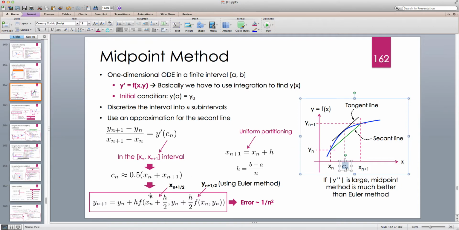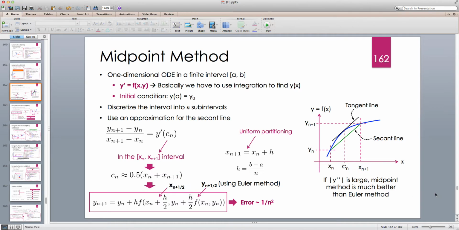And then the y prime becomes f of midpoint x cn and y at cn. So we approximate cn, but even if we know cn, we don't know the value of the function y at cn at the midpoint. So we approximate that also using the forward Euler method. Very simple Euler method, right? It's yn plus h over 2 f of xn and yn. So we approximate yn plus 1/2 using Euler, and we approximate the cn by the midpoint of the interval.